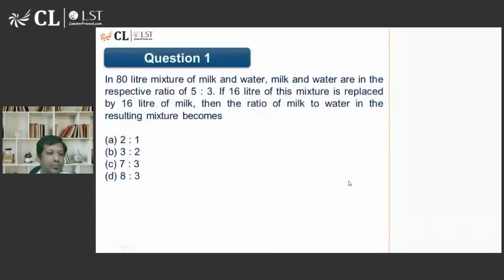I think the screen sharing was off. So out of the 80-liter mixture, 16 liters is replaced. It means you have taken out 16 liters of the solution. So how much solution is left? That is 64 liters. And in that 64 liters, you are adding 16 liters of milk. That's the question. Simple, right?